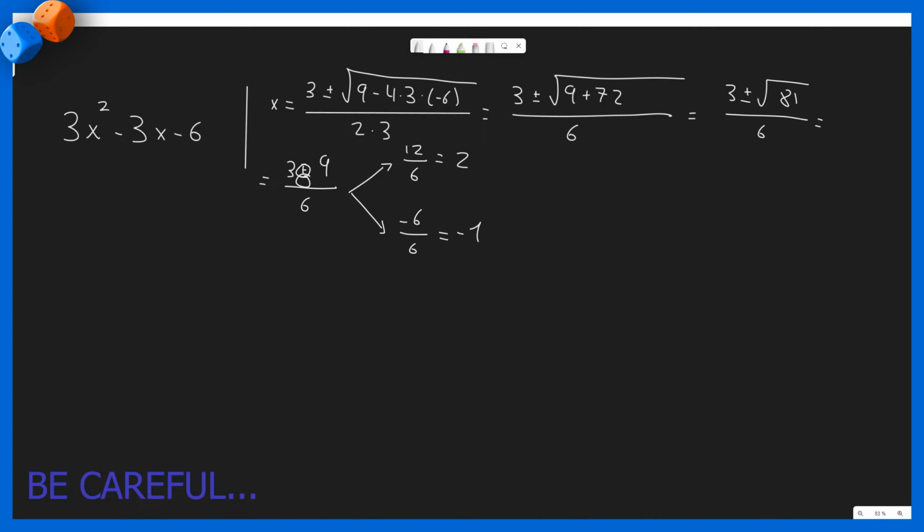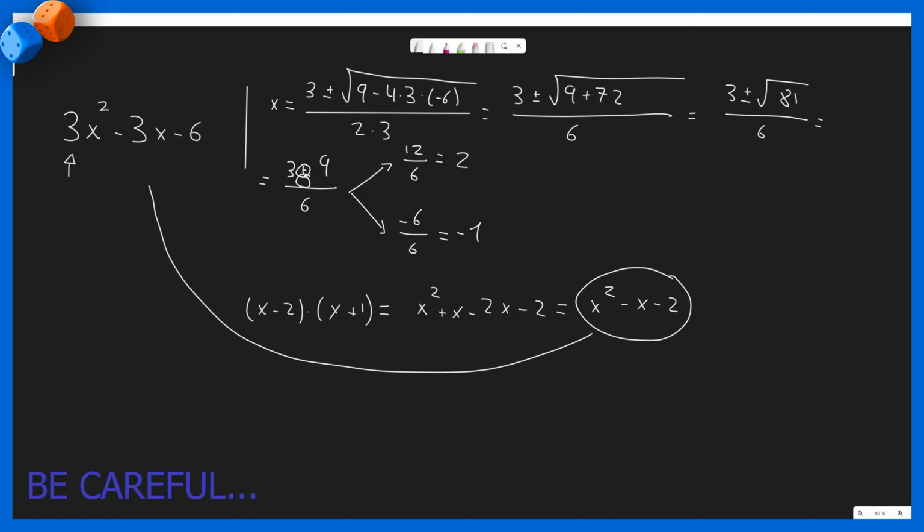So some people may think that we would just have to write x minus 2 times x plus 1, which is what I told you to do if we had a 1 accompanying the x squared. But since we have a 3 accompanying the x squared term, if we operated this expression, we would get x squared plus x minus 2x minus 2. And this is equal to x squared minus x minus 2. And check that this is not equal to this, because this expression is 3 times this other expression. And they are not equal, even though their roots are the same.